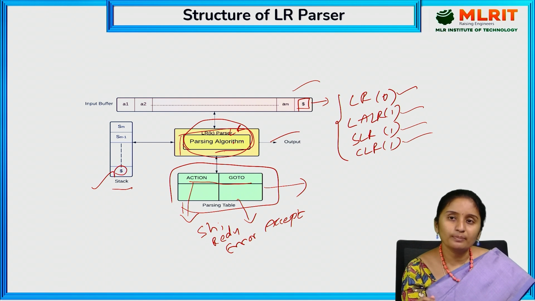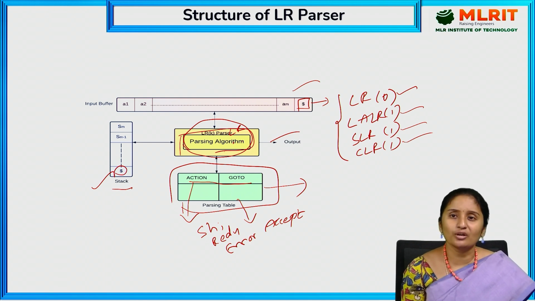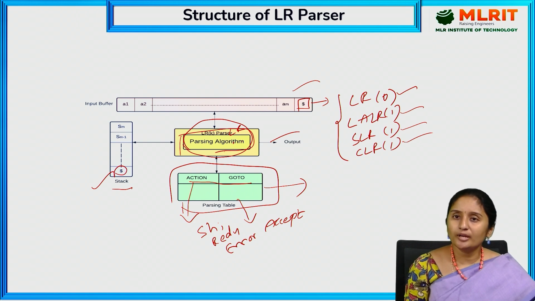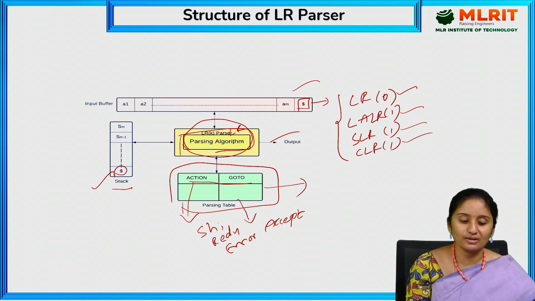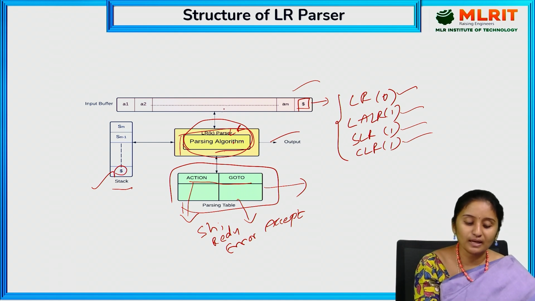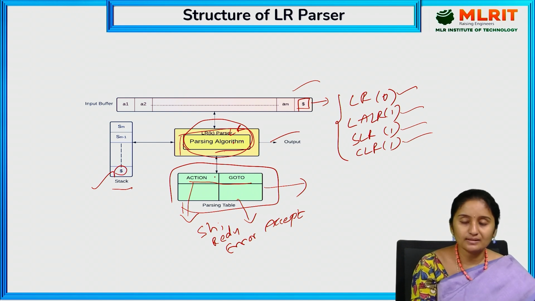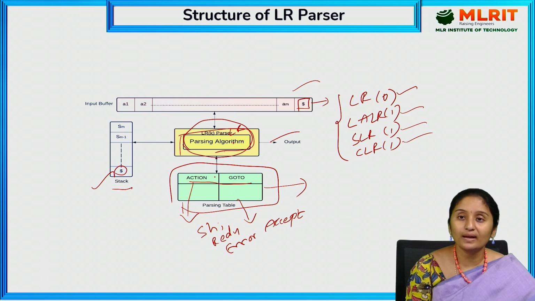Coming to the operator precedence grammar, just as we use context-free grammar, operator precedence parsing uses operator grammar. That is the classification, and we have seen the structure of the LR parser. We have the input string given to the parsing algorithm and the stack; we shift elements of the input string to the stack based on the parsing table. This is the basic structure of the LR parser.